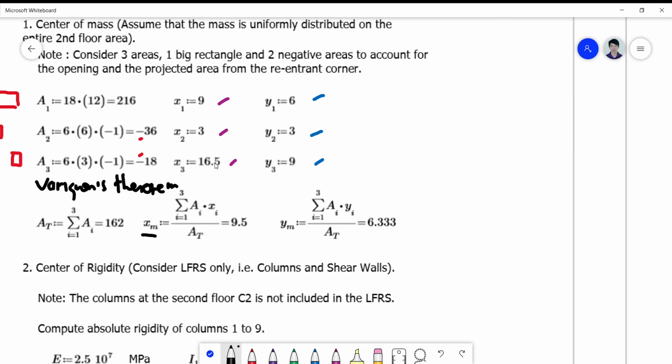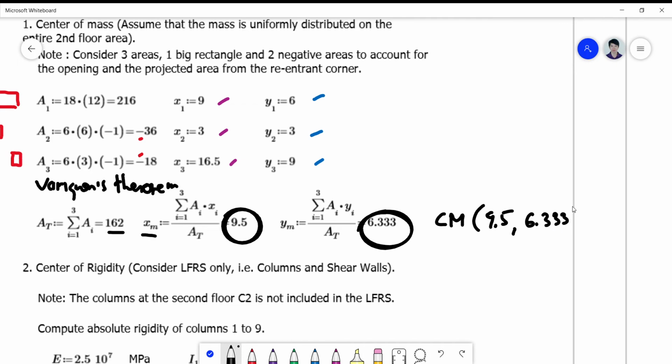Okay, so the total area here, of course, you can simply add or subtract these two from 216, you get 162, and then multiply this by x1 plus this minus this plus x2 minus this plus x3, you get here 9.5, and ym is 216 times 6 minus 36 times 3 minus 18 times 9 gives you 6.333. So these are now the coordinates of your center of mass, which is at 9.5 and 6.333.